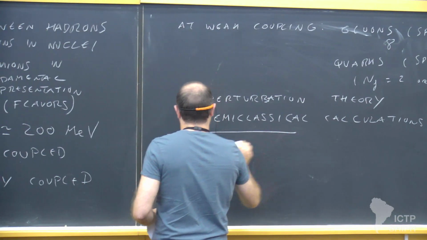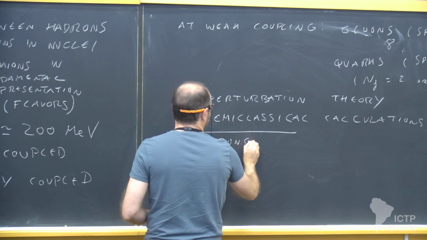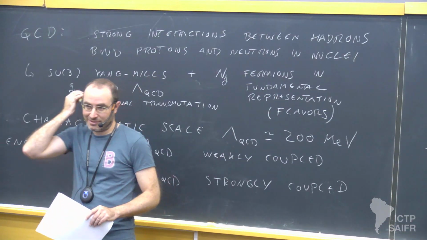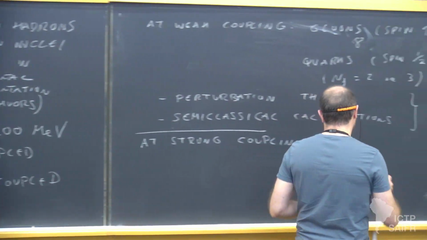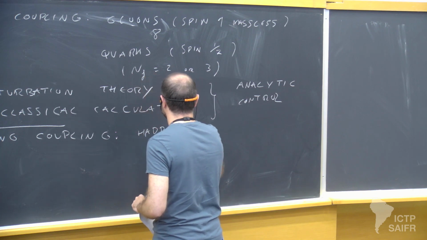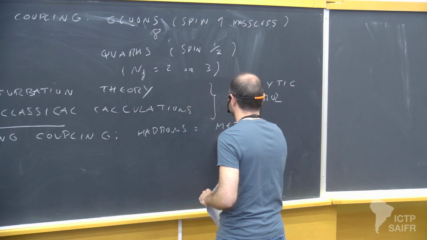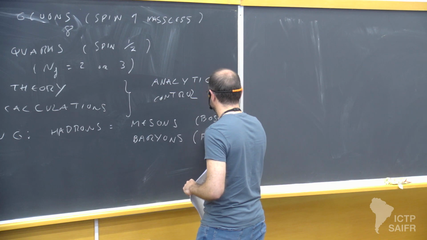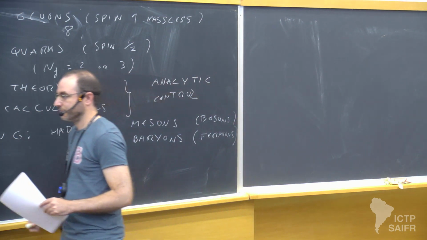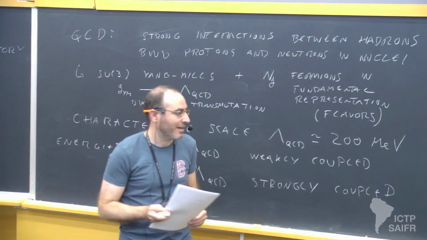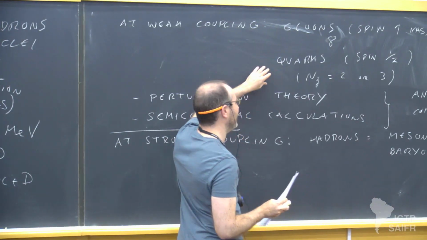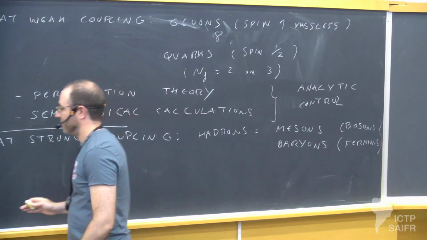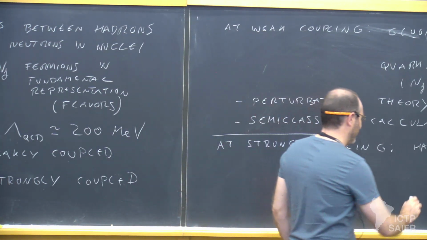So at strong coupling, this means at low energies for QCD, we don't observe quarks and gluons. Instead, we observe mesons and baryons. Okay, so the mesons are bosons, and the baryons are fermions. And these are objects that have a large mass compared to, for instance, the quarks that appear here, typically. And the masses of these objects are determined by the scale of lambda QCD. Okay? So these have masses.